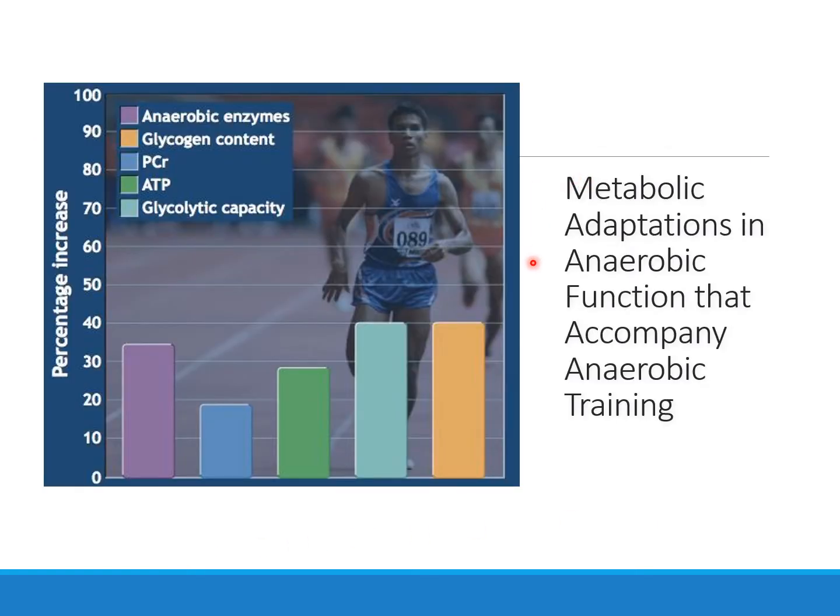Okay, so here are the metabolic adaptations to anaerobic function. It's kind of what we talked about a little bit last slide. And I don't expect you guys to know these percentages or even the components of this. I think it's just important to realize that with this anaerobic system, we start to see this heightened function of it because we have more anaerobic enzymes, we have more glycogen content, we have more of that phosphocreatine system working, we have more ATP going to the system, and we have more glycolytic capacity, so that ability to break down that glycogen that we have in our system.